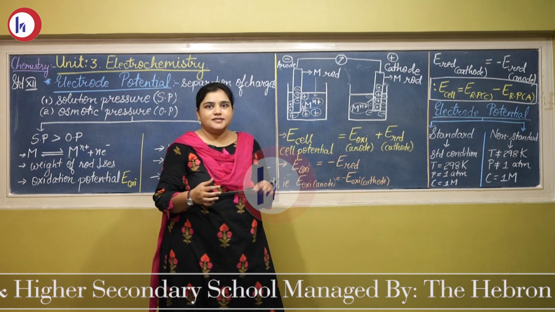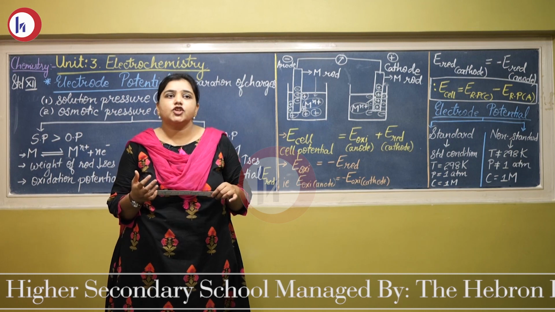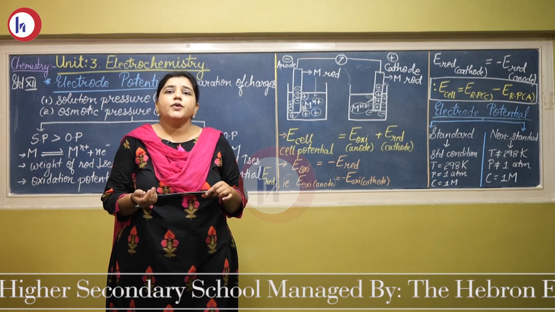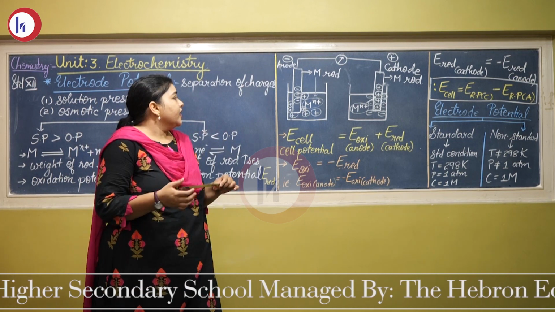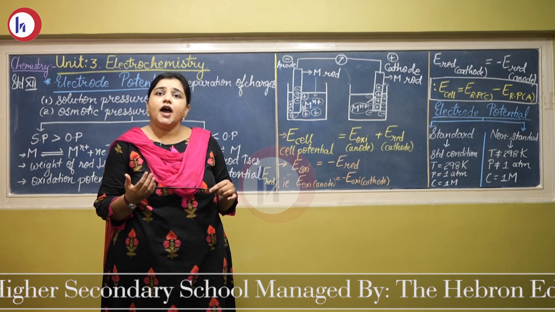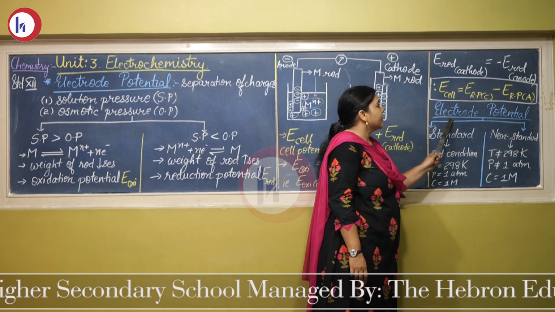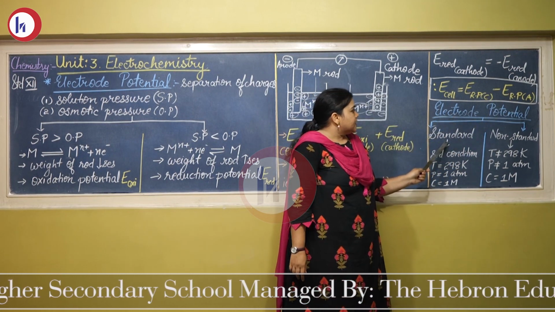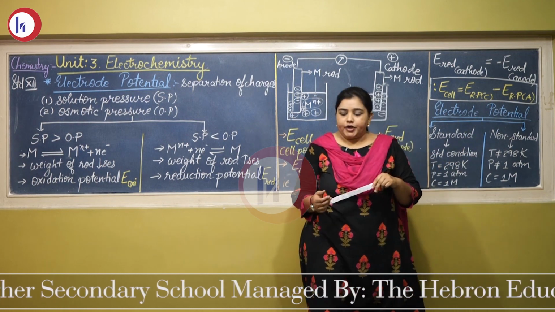Now the question arises: teacher, when you said that oxidation potential of zinc half cell is 0.76 volts, how did that value come, or how do you measure the electrode potential of a given half cell? Then we are going to discuss how to measure the electrode potential. Electrode potential, standard electrode potential and non-standard electrode potential.